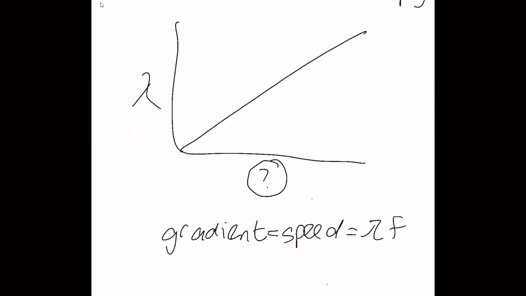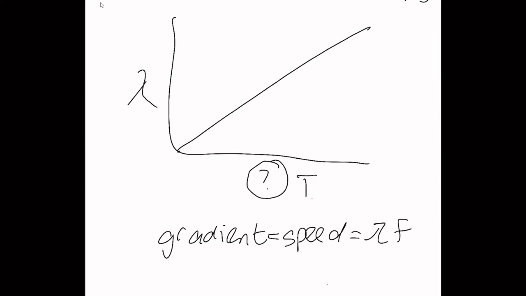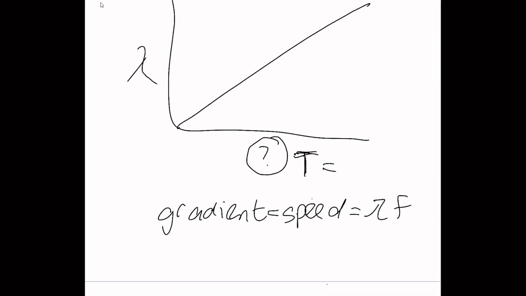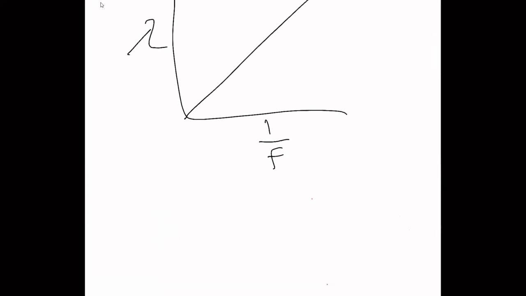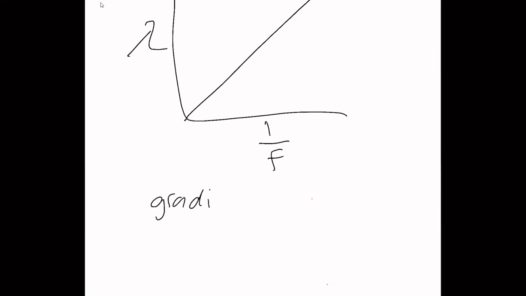T. T, correct. And what is T in terms of frequency? The period. Correct. What's the relationship between period and frequency? They're inverses. Inverse, correct. So that's 1 over f. So if you plotted a graph of lambda versus 1 over f, you would get a straight line. The gradient of the graph would be that.